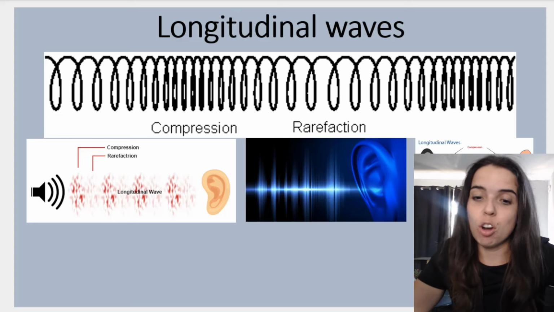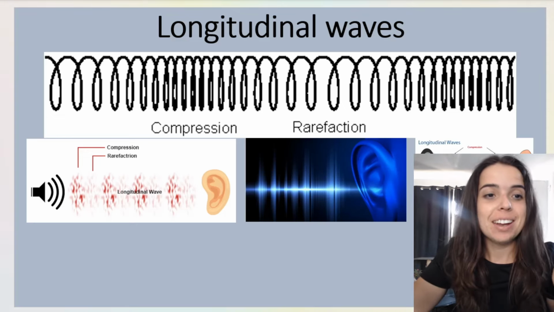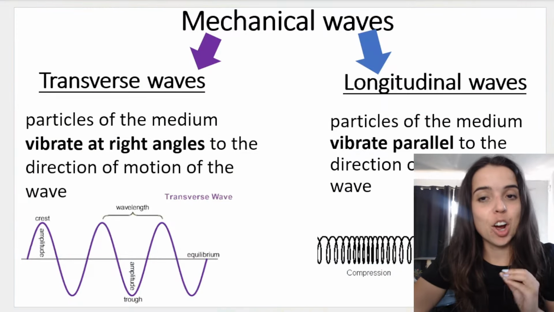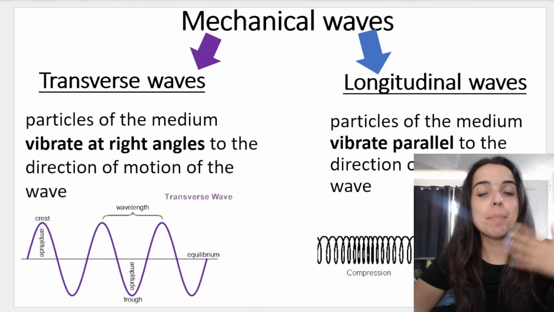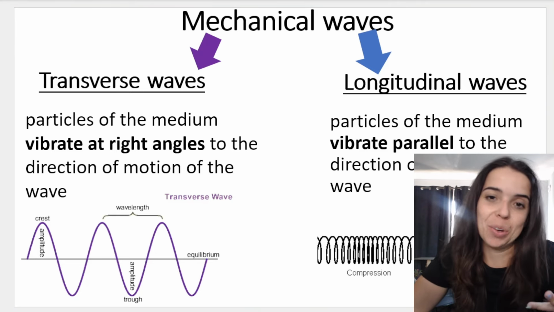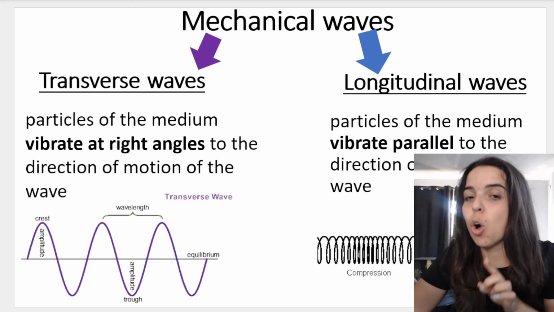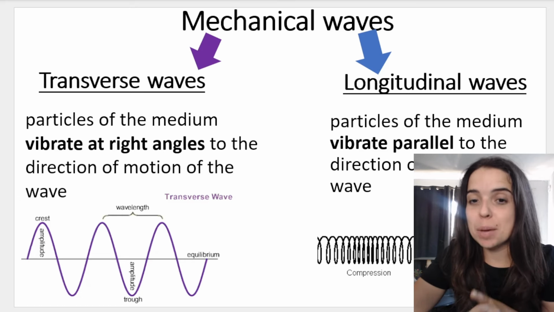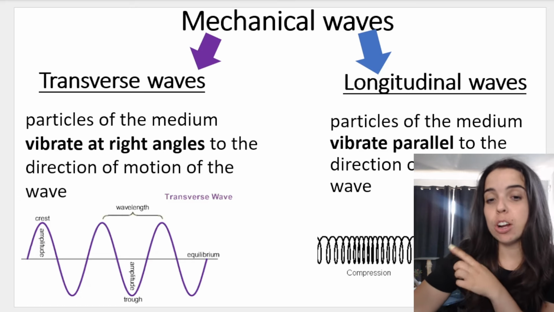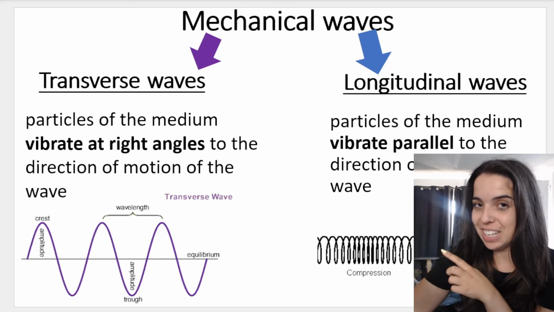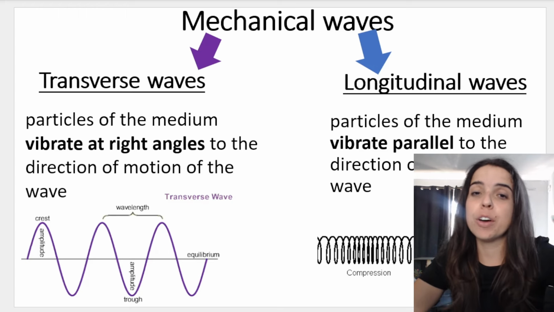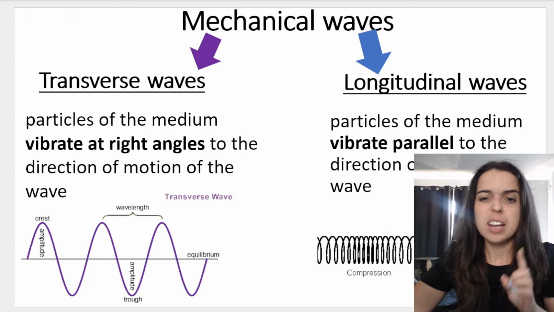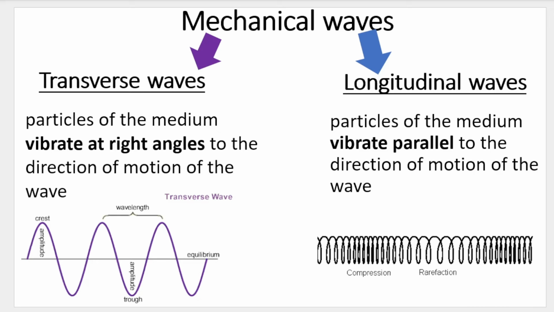You can see a longitudinal wave behind me. Now the first thing that you need to know, and I hope you've watched my other videos, is that longitudinal waves are a type of mechanical wave. Now remember, mechanical waves are waves that require a medium to travel through. We've got transverse waves, which I've already been through with you, and we've got longitudinal waves, which are behind me. Now sound waves are an example of longitudinal waves.